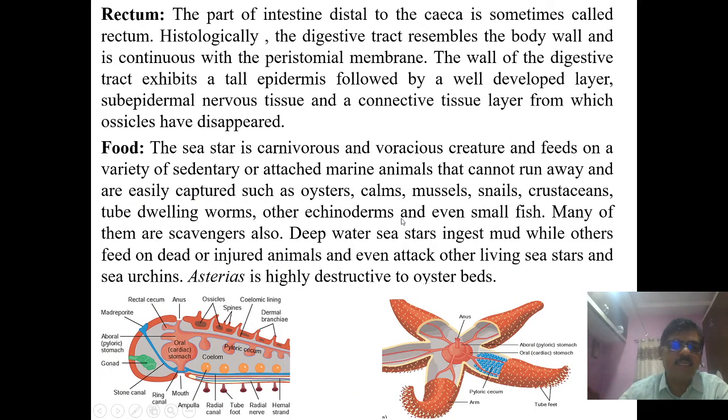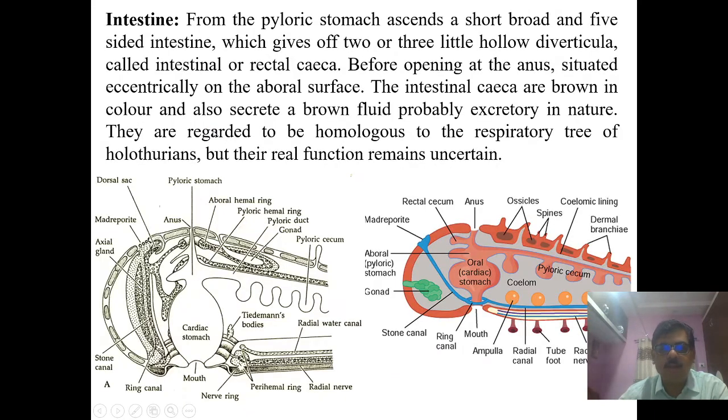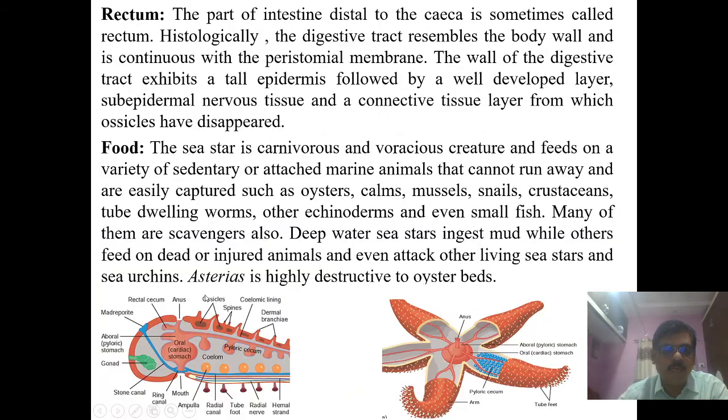And after the intestine, the next part is the rectum. The part of the intestine that is distal to the ceca is sometimes called the rectum, and histologically the digestive tract resembles the body wall and continues with the peristomial membrane. The wall of the digestive tract exhibits tall epidermis followed by a well-developed layer, subepidermal nervous tissue and connective tissue layer from which the ossicles have disappeared. Means this is the portion of the rectum where the ossicles are absent.